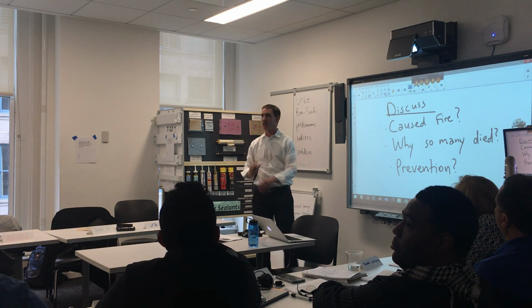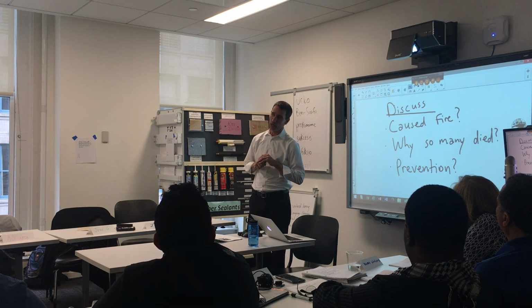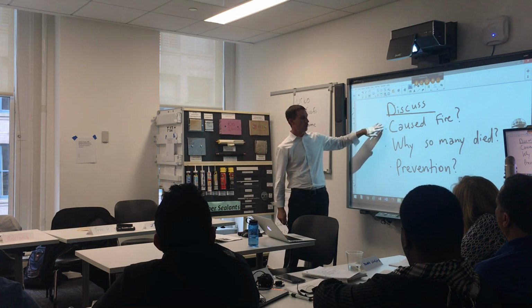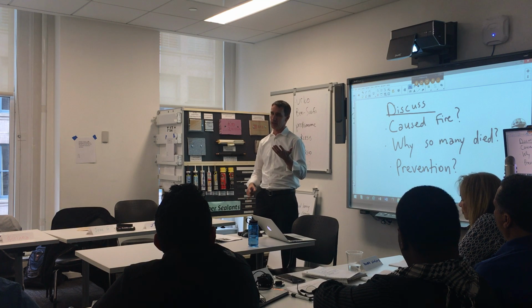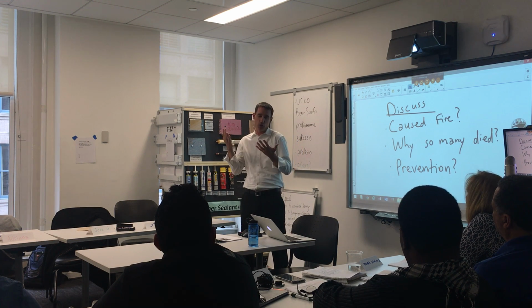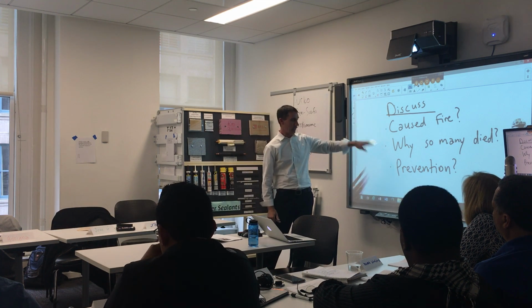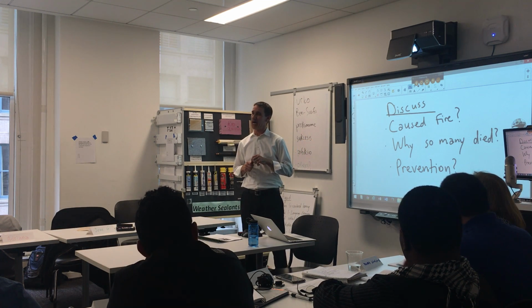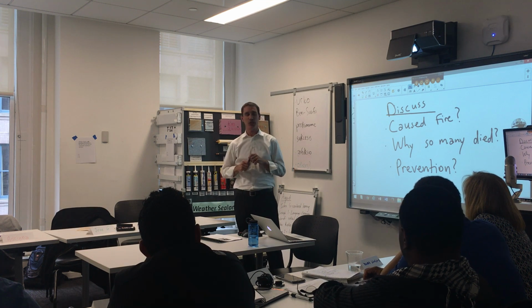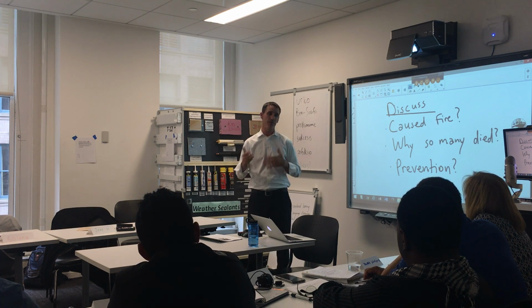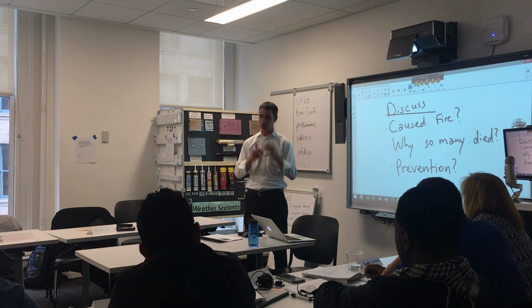Got it. Okay, so I have three questions for you. The first question is, what do you think might have caused the fire? This is just sort of your own experience, your own ideas about this kind of thing. What do you think might have caused it? The next question is, why do you think so many people died in this fire? And then the last question is, what do you think are different ways to prevent this kind of thing from happening? Okay, so go ahead, check in with your partner.